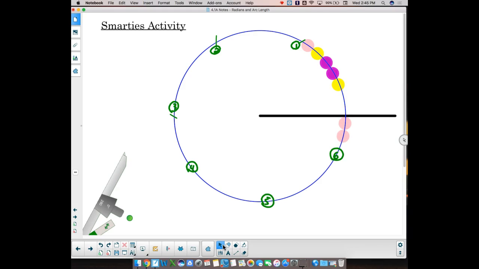So mine, had I done this, would have been right in here, and I would have had 2 Smarties left over. Okay? Because my radius was 7 Smarties, for some reason it wasn't working out, but I know what it should be. And so that left me over with 2 Smarties.